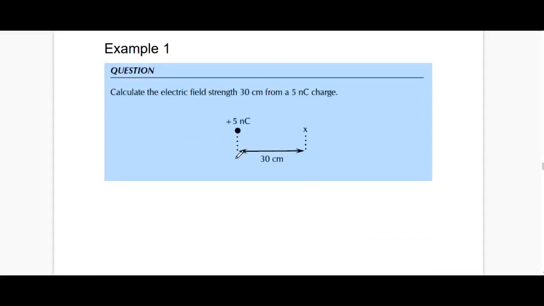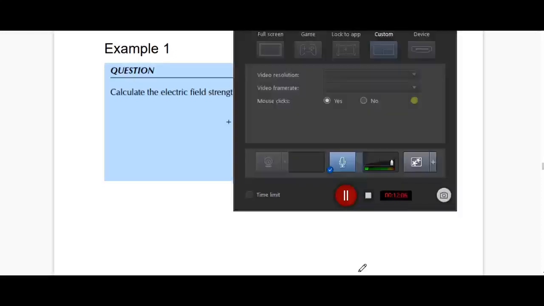Calculate the electric field strength 30 centimeters from a 5 nanocoulomb charge.